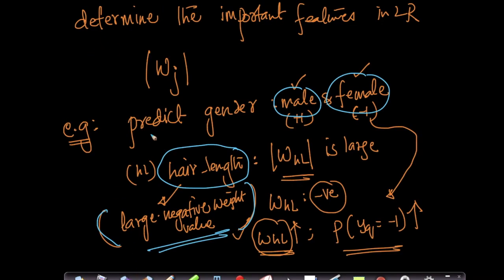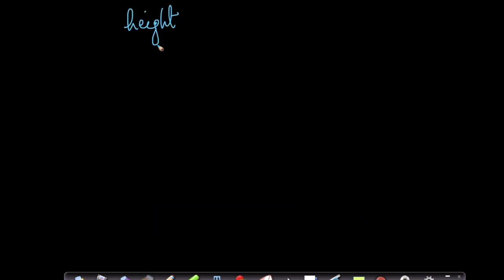Similarly, imagine if you have another feature like height, right? Let's assume, statistically speaking, men tend to be, in general, taller in all populations of humans across the world. They tend to be taller than women, typically, not necessarily always, but typically from a population statistics perspective. So as height increases, the probability that YQ equals male, +1 basically means male, right?